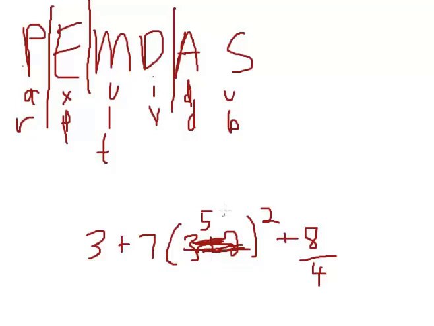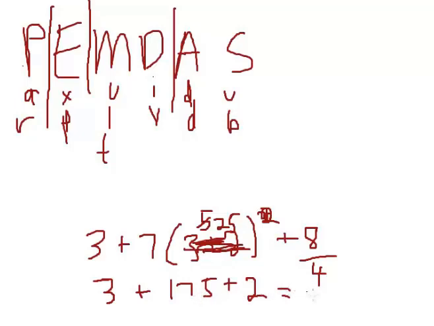So the next thing you have is your exponent. Now, 5 squared, 5 to the second power, is 25. So we'll make this into 25. Then you have your multiplication and division. The 3 stays where it is. Now 7 times 25 is 175, plus 8, and remember you can't do the plus yet, you have to do the division also. 8 divided by 4 is 2, and now you can do your addition.